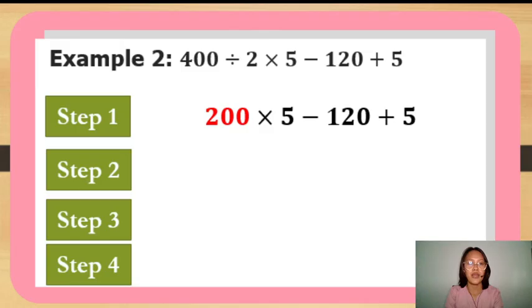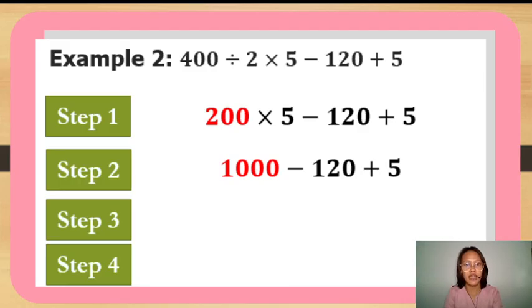Again, multiply or divide from left to right. Meron na tayong 1,000 minus 120 plus 5. Ito, dalawa na lang ang ating operation. Proceed sa next step. Add or subtract from left to right. Naunang nag-appear si subtraction, kaya magsusubtract muna tayo bago tayo mag-add. So, we're gonna have 880 plus 5. And then, we're gonna arrive with our final answer, which is 885.